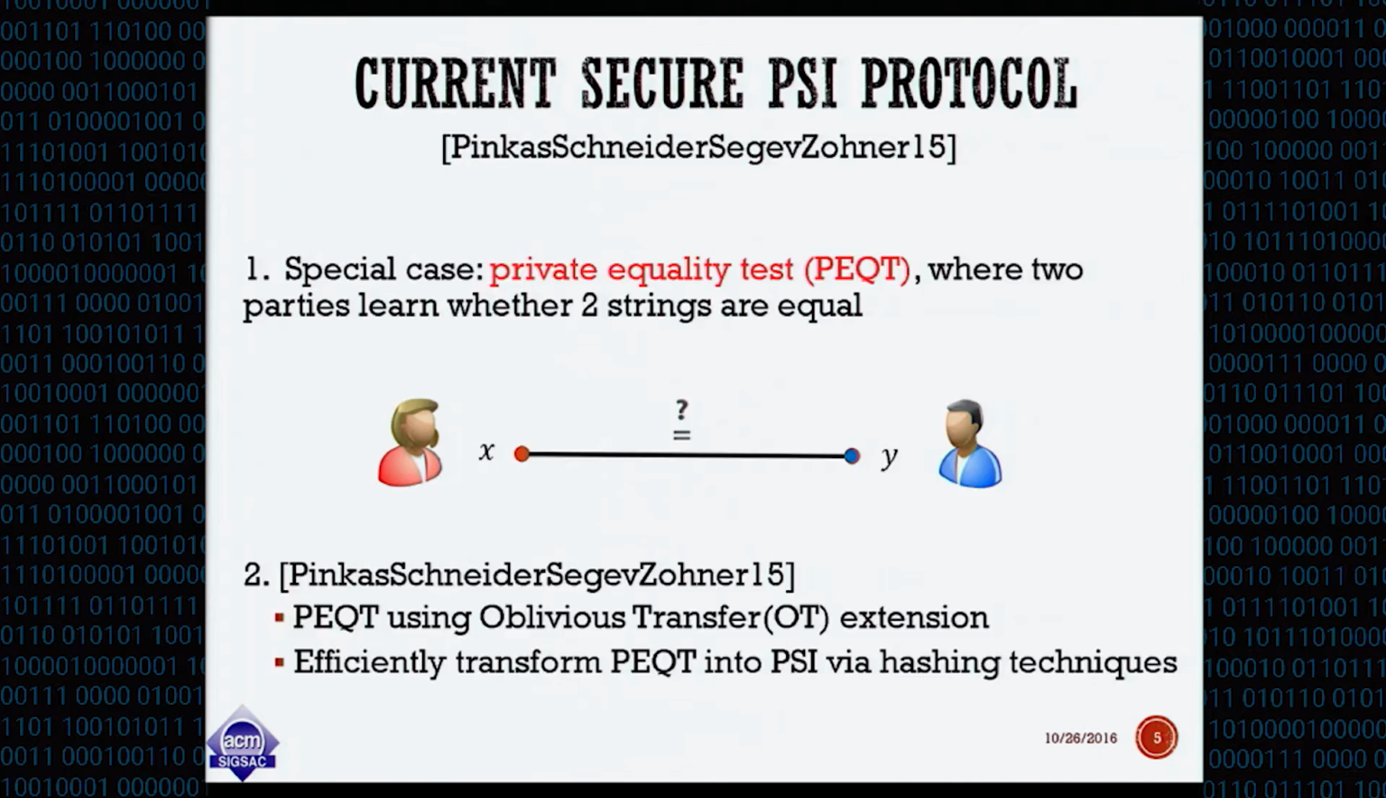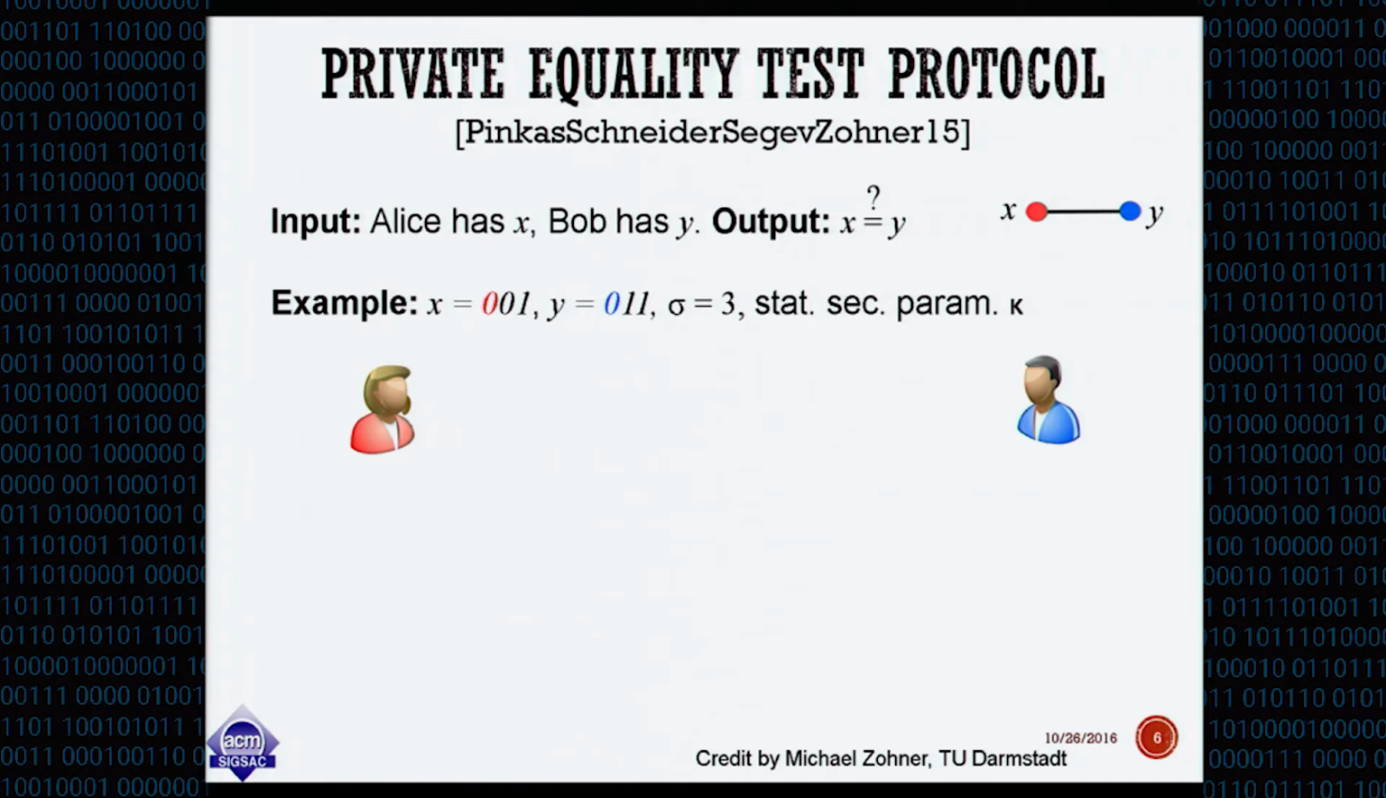Let's look at the current private equality test protocol of Pinkas, Schneider, Segev, and Zohner. Alice has X and Bob has Y. We want to know whether X equals Y and nothing else. Here, for example, X equals 001 and Y equals 011. The main idea of their protocol is to compare X and Y bit by bit. How can they do it? They use a black box called oblivious transfer.